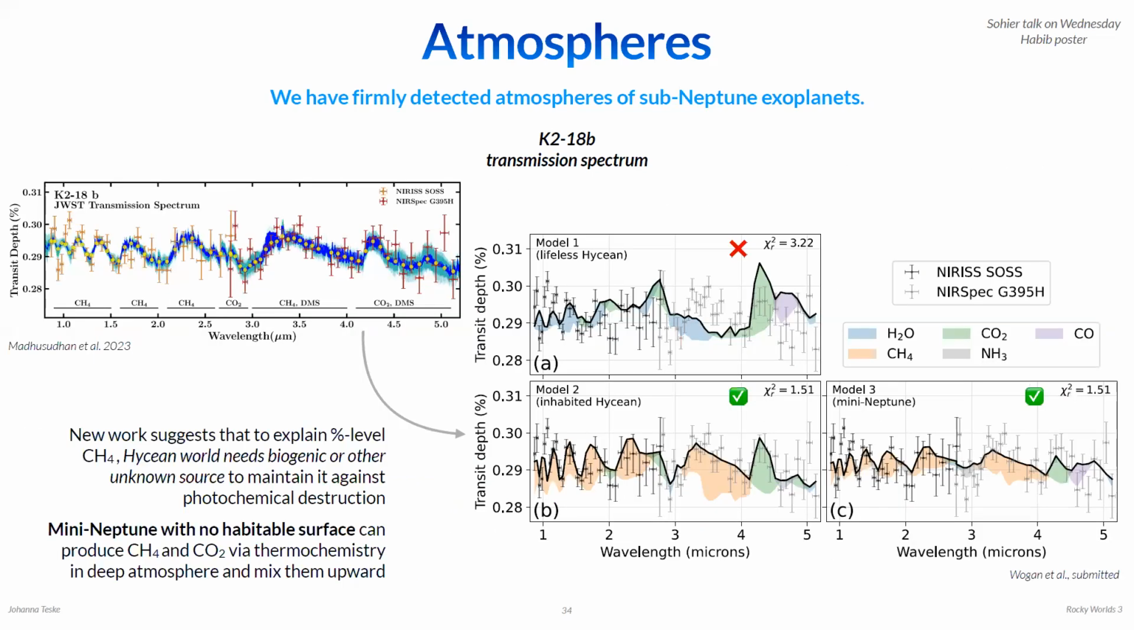New work by my collaborator, Nick Wogan, suggests that there could be a slightly different explanation. He is an atmospheric chemistry expert and finds that to explain the high level of methane, you actually need a biogenic or some other unknown source to maintain that methane at that level. Otherwise, it would be destroyed by photochemistry. Nick, being slightly conservative, suggests that instead of life, this planet could just be a regular mini-Neptune without a habitable surface, and that CH4 and CO2 are produced via thermochemistry deep in the atmosphere and then mixed upward. So Nick submitted this paper. It should be on the arXiv soon. Different explanations, but definitely an atmosphere detected, which is exciting given the context that I'll talk about in a minute.